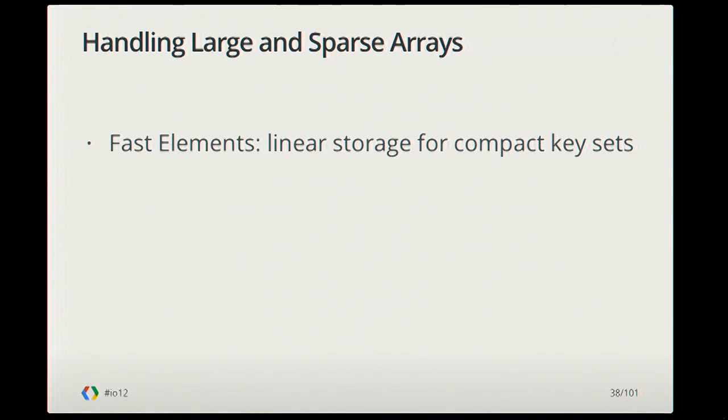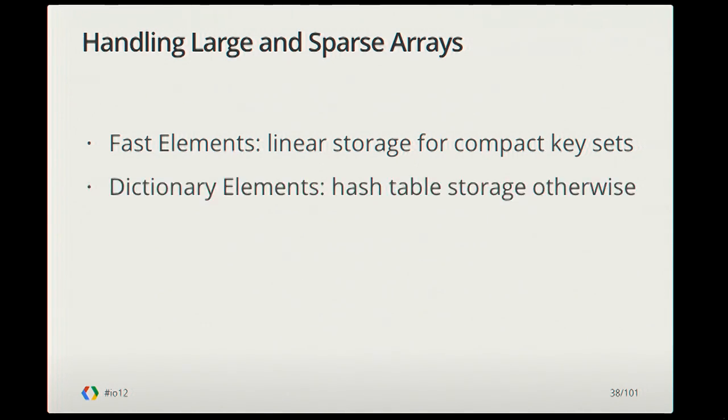And so V8 actually has two different methods to handle two different types of arrays. The first one is fast elements. Fast elements have a linear storage buffer, and V8 uses them if the set of keys for the array is very compact. If that's not the case, so you have a very sparse array, then it uses a different format, which is dictionary elements. Fast elements, linear buffer, very fast and efficient to access. Dictionary elements, it's a hash table, much more compact, but also more expensive at runtime to access.